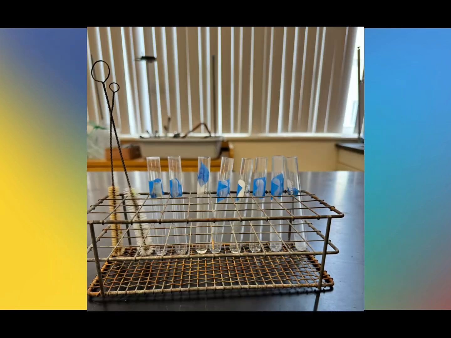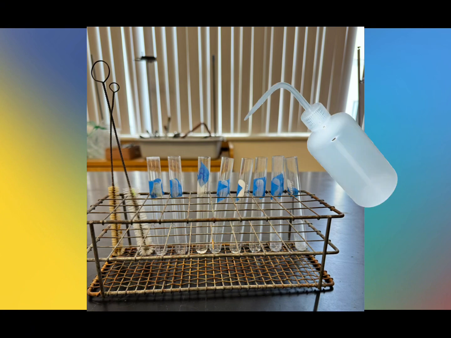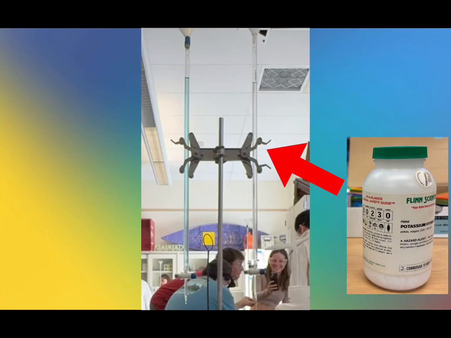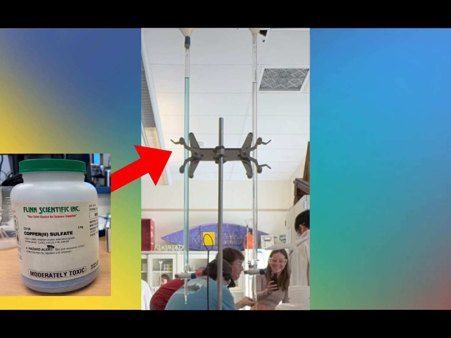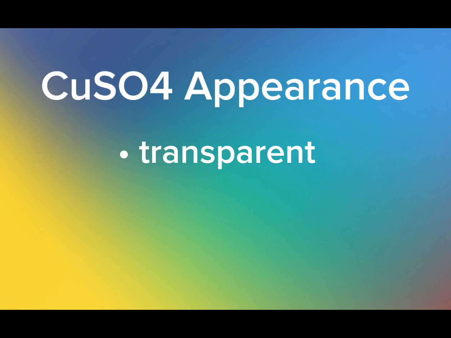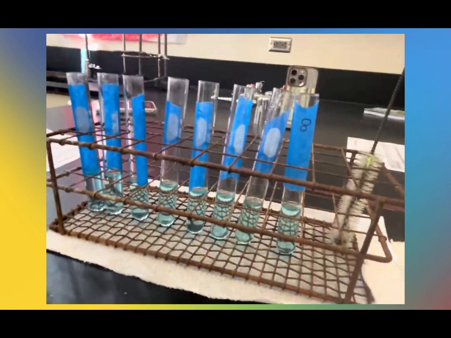Before we started the experiment, we thoroughly cleaned all the glassware with distilled water. Then we began our lab with Mr. Mitchell, who filled 2 burettes, one with 0.2 molar KOH and the other with 0.1 molar CuSO4. Potassium hydroxide appeared as a transparent and colorless liquid, while the copper(II) sulfate appeared transparent with a strong blue coloration. In each test tube, 5 milliliters of CuSO4 was dispensed.